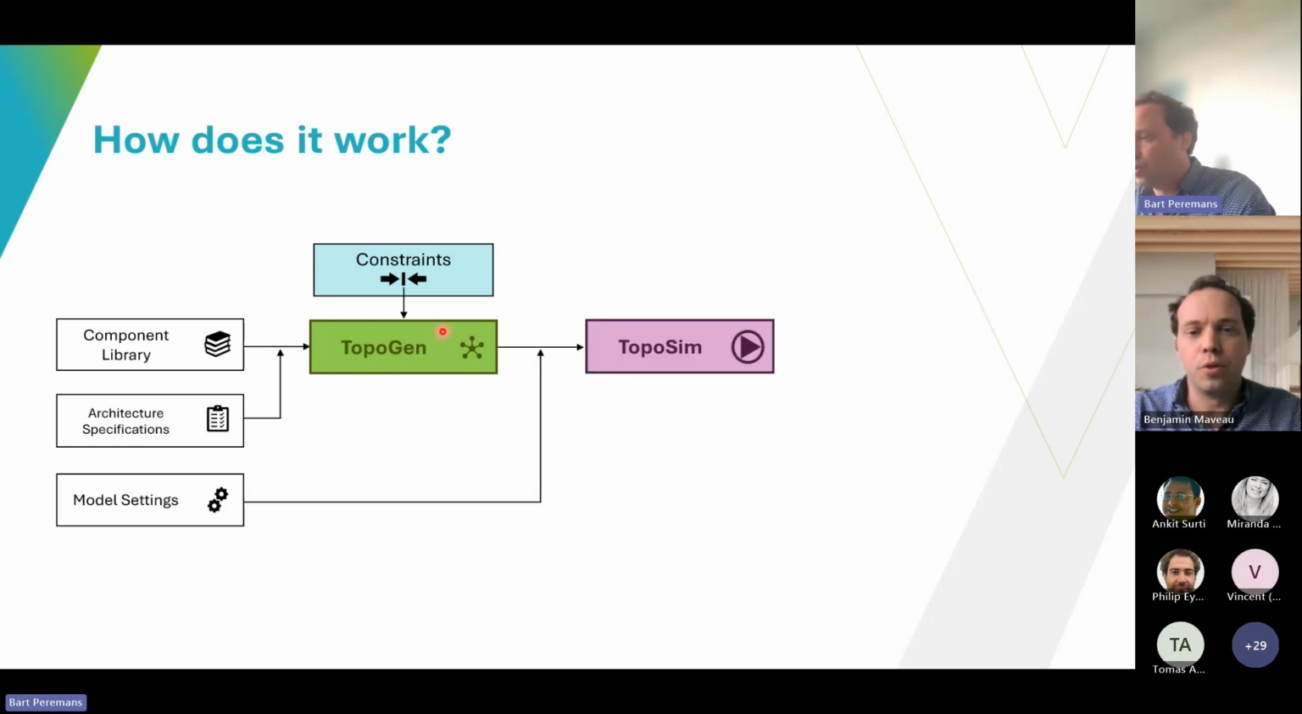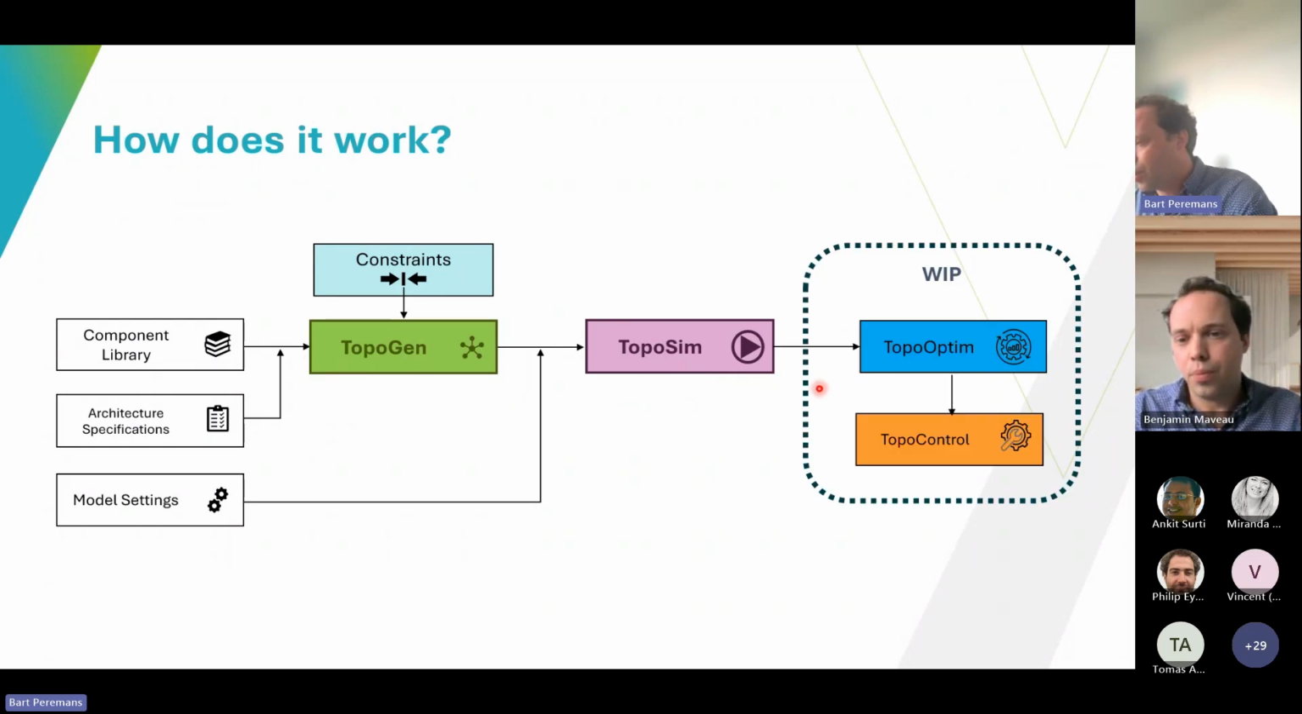And so for this, the next step is toposim, which is based on some model settings the designer defines. For example, the load of the product under design. And these are sent into toposim, which will determine the KPIs of every architecture. And based on this, the designer can pick the most interesting one and go into the next step of the design process.